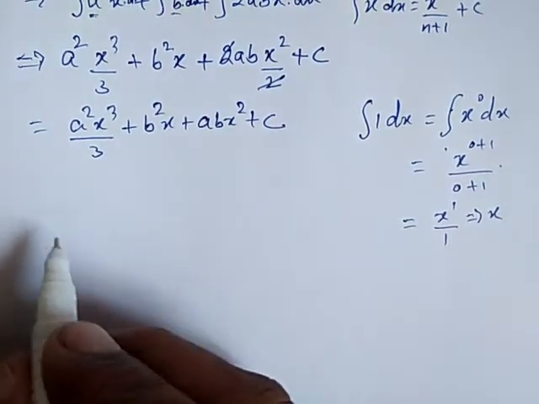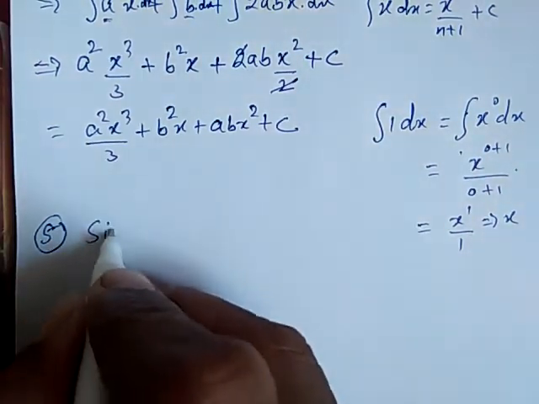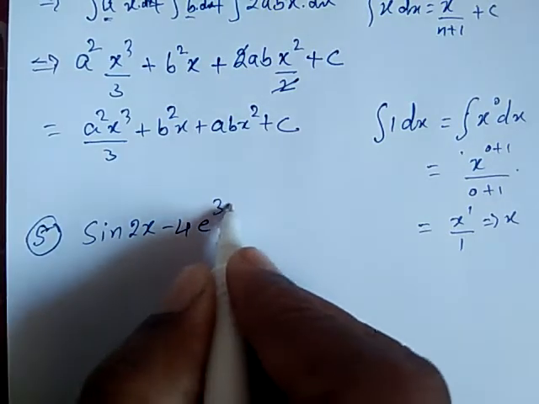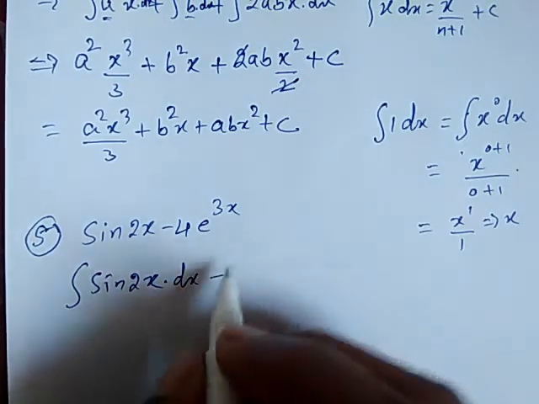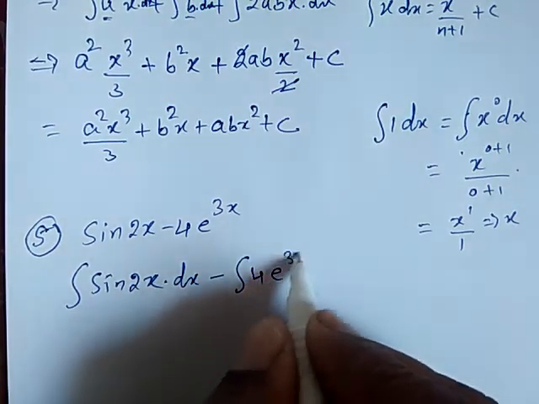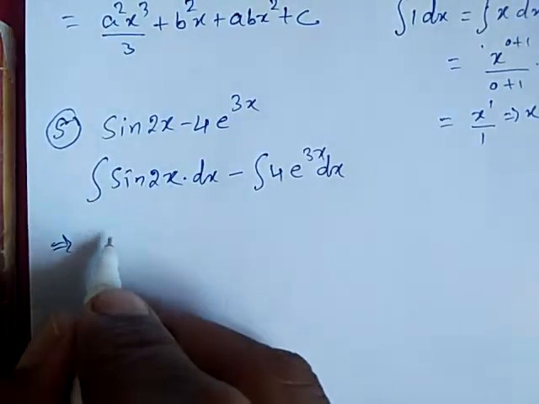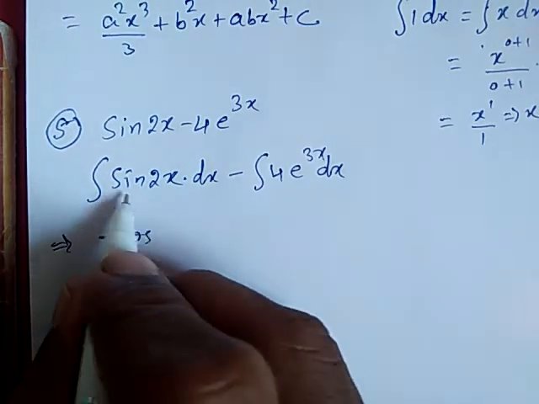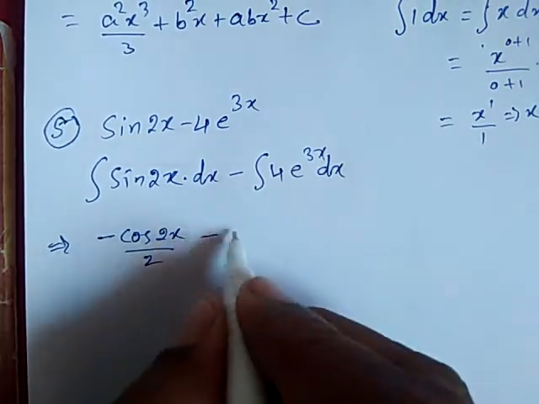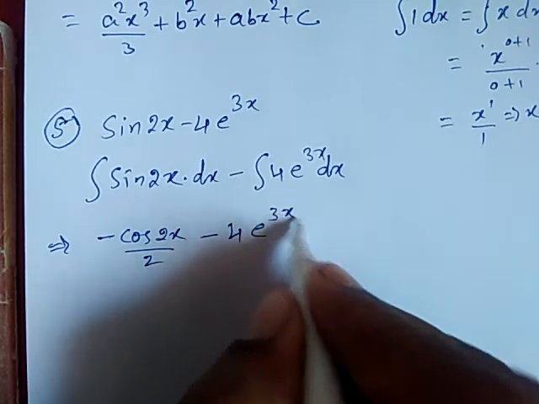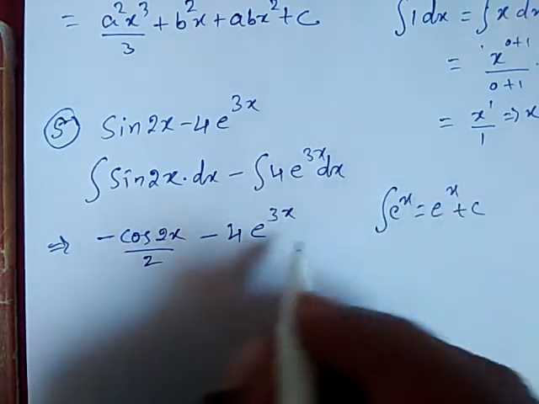Okay, similarly you can go for question number 5. What is question number 5? Just go through this: sin 2x minus 4 e to the power of 3x. So the integration of sin 2x you can separate like this, minus the integration of 4 e to the power of 3x dx. Tell me fast, what is that? Sin 2x you know already: the integration of sin x is minus cos x. So here x is 2x, so divided by 2 you can write. Minus 4 you can take outside. The integration of e to the power of x can be written as e to the power of x only plus c, into dx.